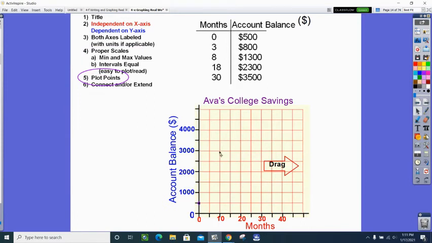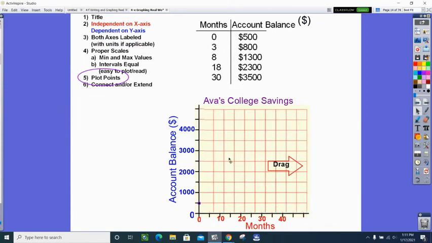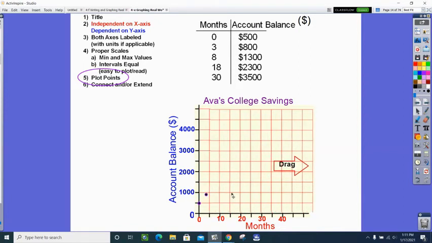So the first point would be (0, 500). And remember I said you want to put 0 in because it'll anchor your graph to the y-axis, okay? And then I've got to plot 3. Now this is 5, so 3 would be a little bit less than halfway. 800, a little bit less than 1,000. I now need to plot 8, so this would be 5.